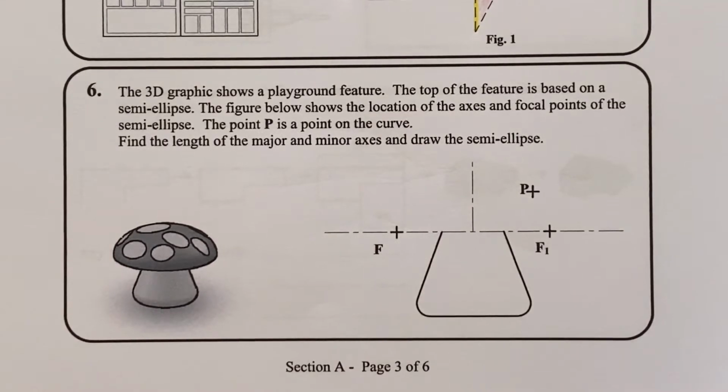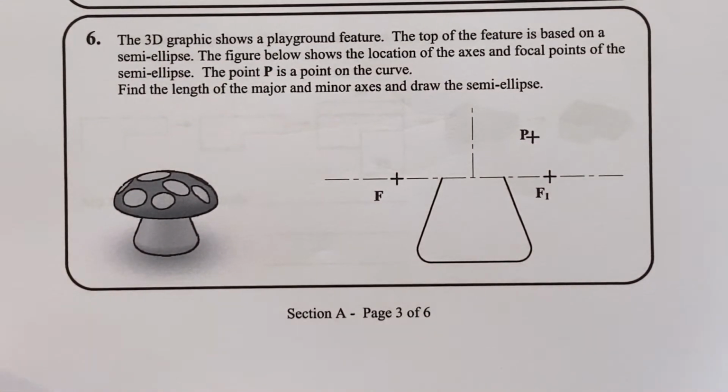Question 6, a 3D graphic shows a playground feature. The top of the feature is based on a half ellipse, a semi-ellipse. The figure below shows the location of the axes and the focal points. Point P is a point on the curve. Find the length of the major and minor axes and draw the semi-ellipse. Okay, so I know that I have 2 focal points. I know I have a point on the curve, and hopefully you remember this particular fact.